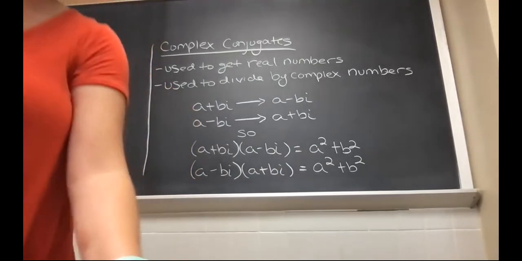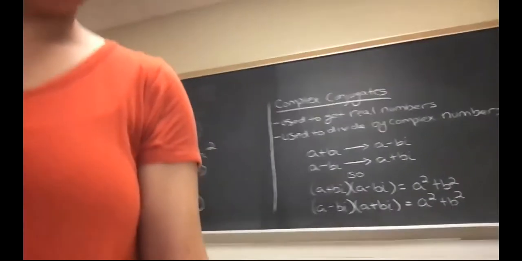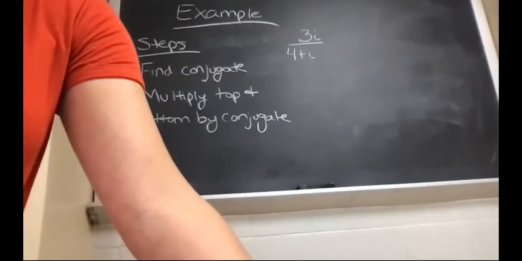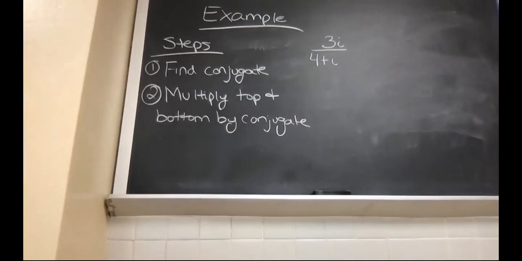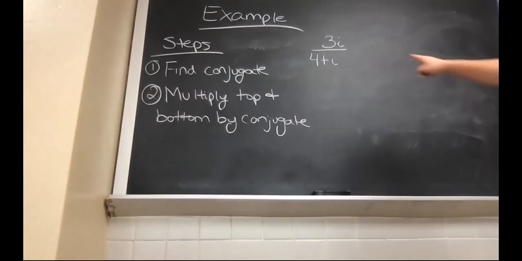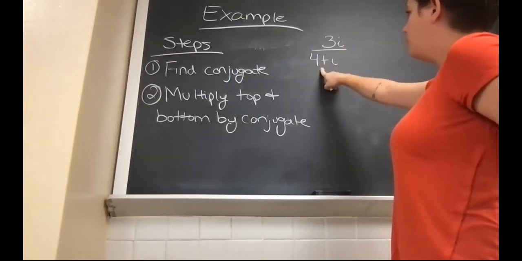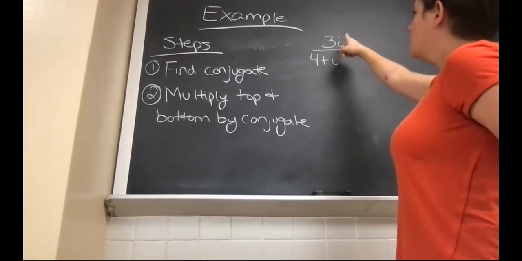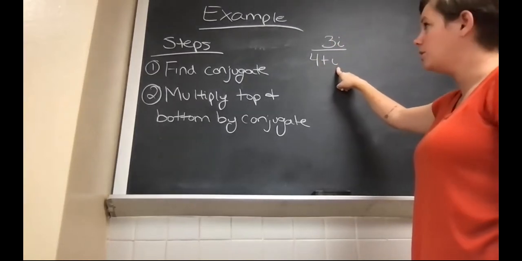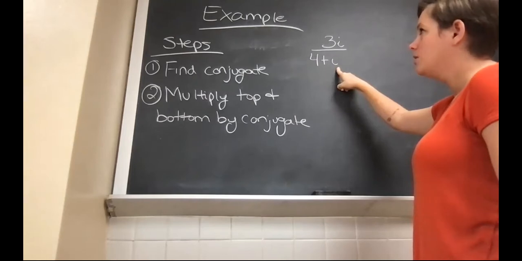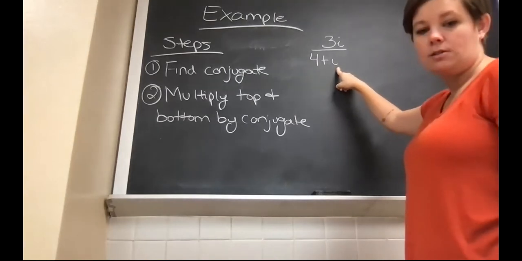So I will do an example, because sometimes words are more complicated than just seeing the problem worked out. So here's an example. We have 3i over 4 plus i. So this is our problem. We want to do this division problem. So how do we simplify this?